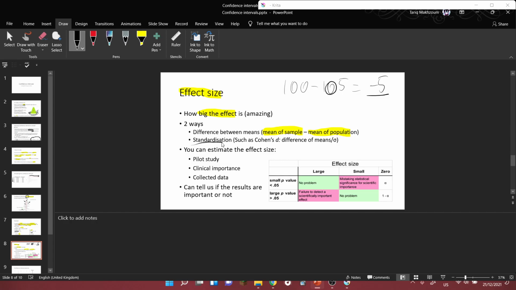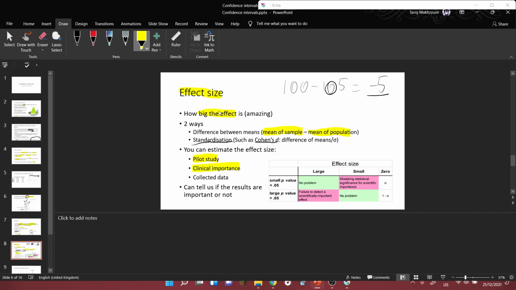Or we can do it in a standardized way, which is Cohen's d. We'll cover that in a later video. And there are a couple of ways you can estimate the effect size. So you can have a rough idea of what the effect size is going to look like before you do your study, such as by doing a pilot study, which is just the exact same as a study, but with a smaller sample. You can also find the effect size that you're looking for based on clinical importance.